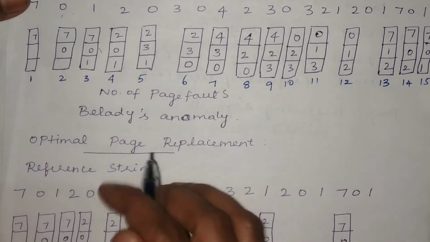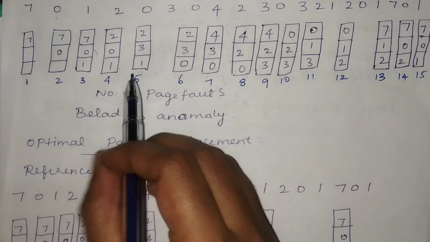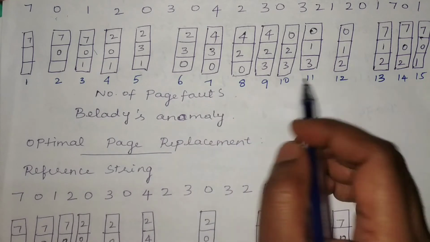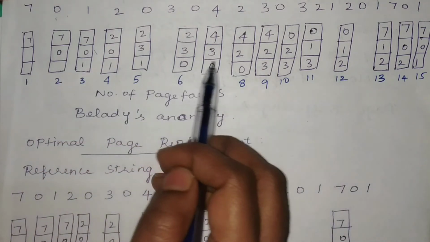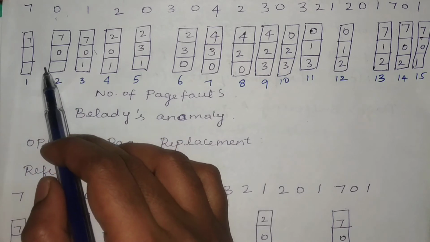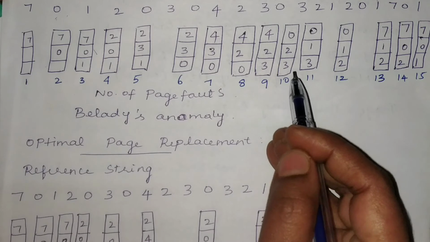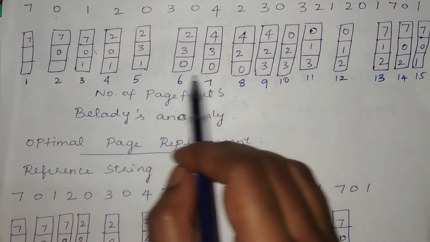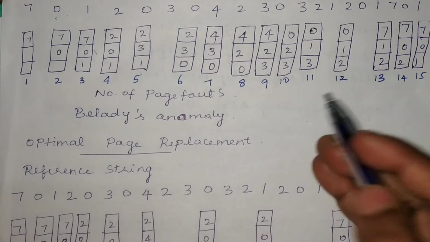And what is this Belady's anomaly? Belady's anomaly is, if you look at a graph of how many frames we have allotted, only 3 frames, and then you increase the number of frames, in some cases the page faults also increase.